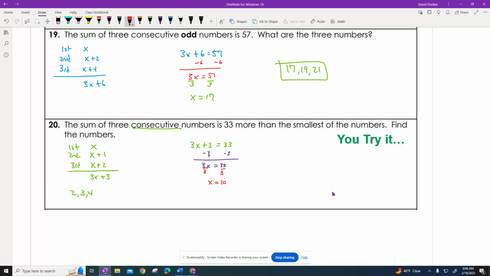All right, so I got 10. That's not what I had earlier here. Let's see where I'm at here. Number 20. You're probably screaming at me here. Let's see. X is my first one. X plus 1. X plus 2. 3 consecutive numbers. I like 3x plus 3 equals 33. Subtract 3 from both sides, that's 30.